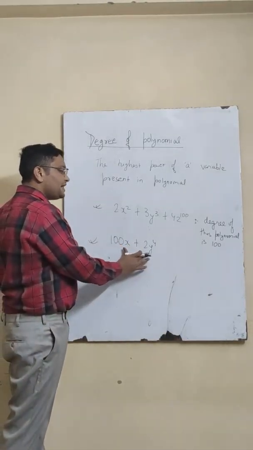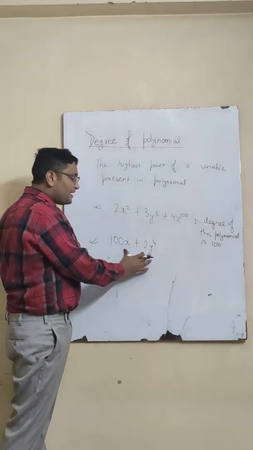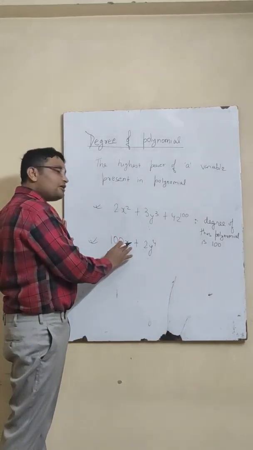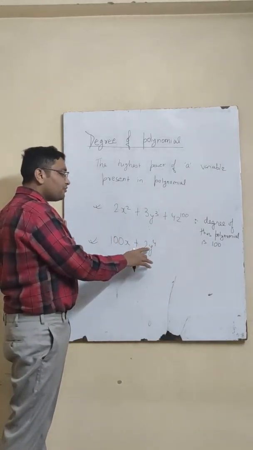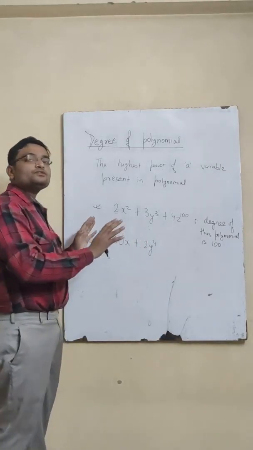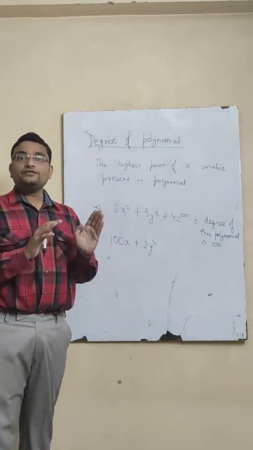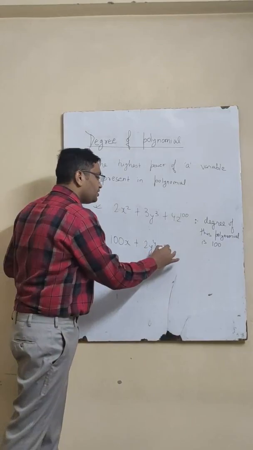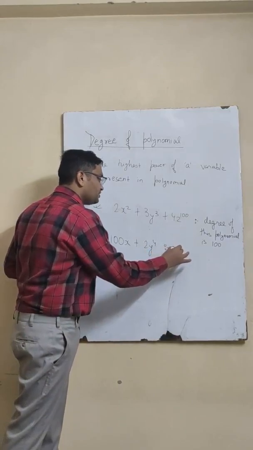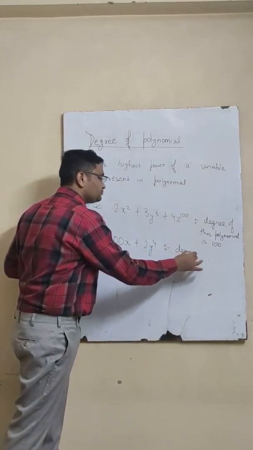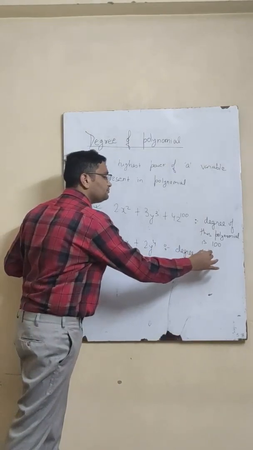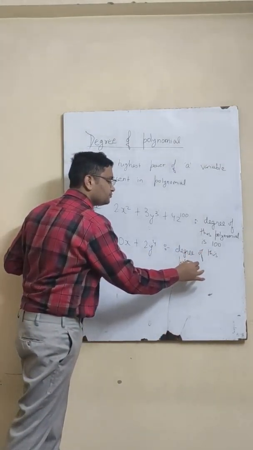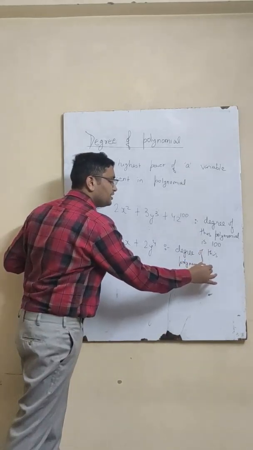So, what is the degree of this polynomial? We observed that there are two variables x and y, and the power of x is 1 while the power of y is 4. So, the highest power of a variable is 4. So, the degree of this polynomial is 4.